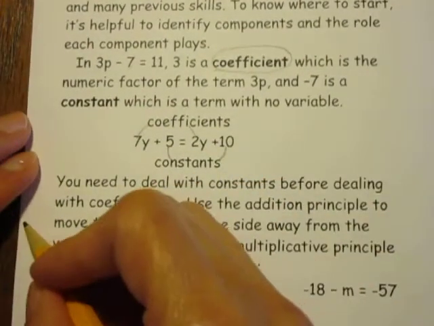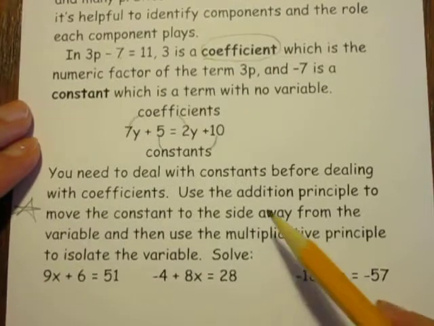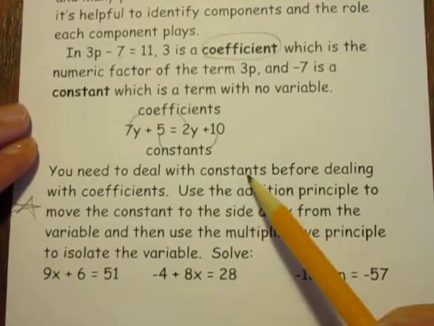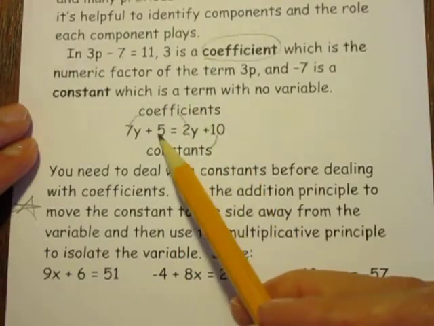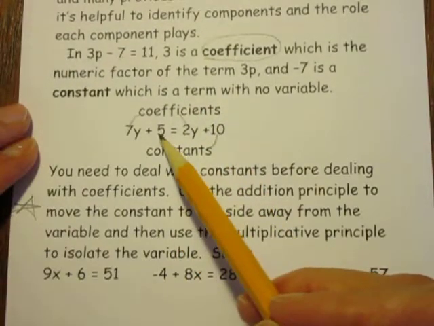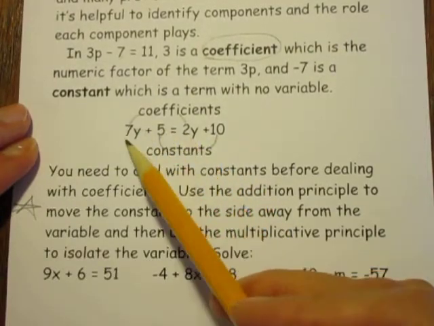Okay, in a nutshell, this right here is really important. You need to recognize that you need to deal with the constants first before dealing with the coefficients. So in solving this, you would either deal with that 5 first, or deal with the 10 first. The last thing you deal with are the coefficients.